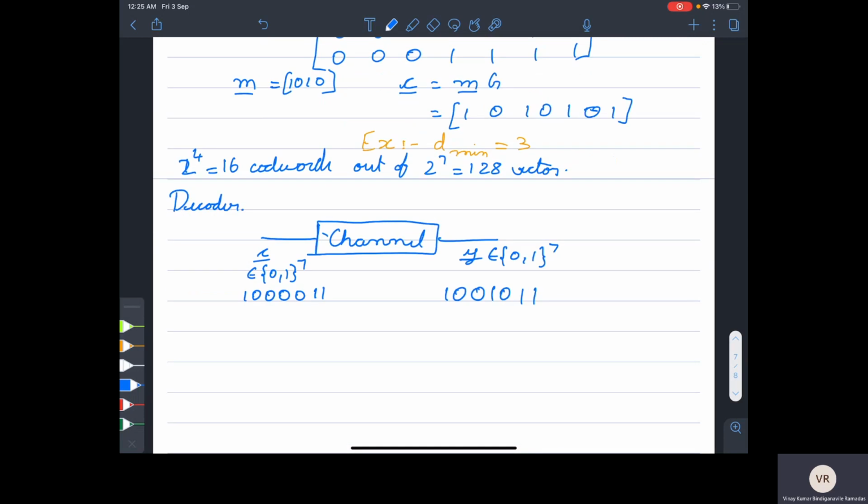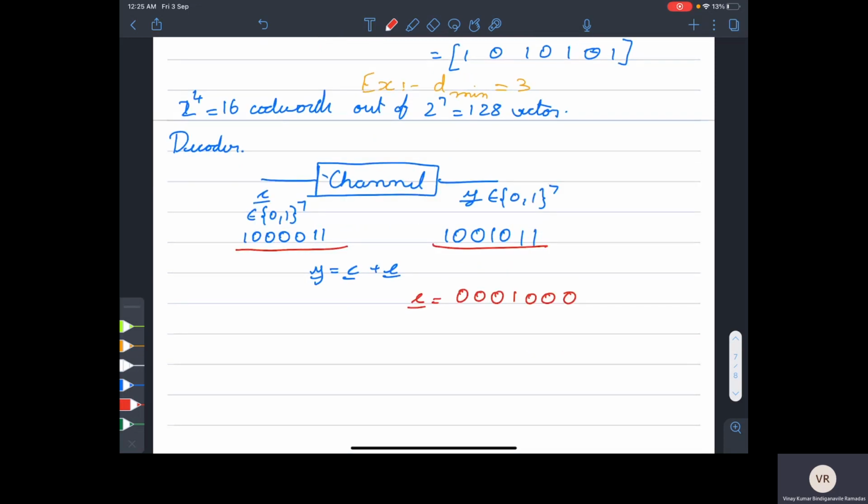So the channel in this particular scenario can be seen as adding some kind of noise, and this additive noise is simply a binary vector. So in this particular scenario, when you have this to be the code word that was sent and this to be the received vector, the error vector that gets added by the channel is this vector. Okay.